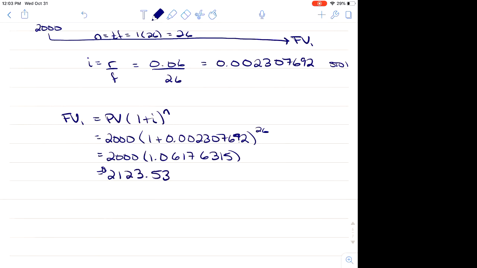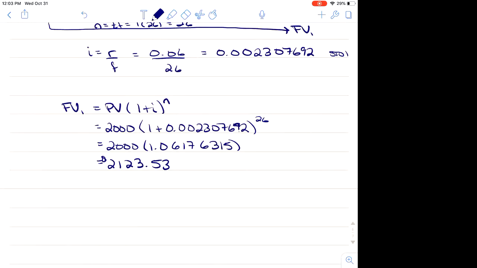Yeah. Well, they would be. I'm just solving them separately, right, to show the complete timeline. But yeah, you could replace I and N with I is R over F and N is T times F in your formula. Well, yeah, but you still have to show your work up above, right? Yeah, but of course, it'll give you the same thing. Okay, so if that's what you like, do it.